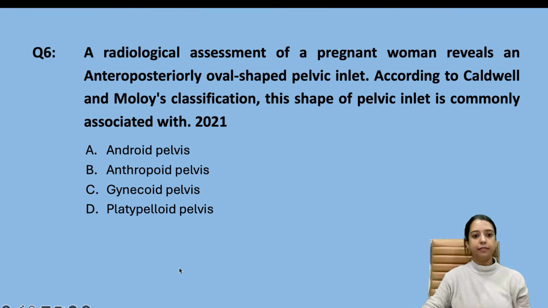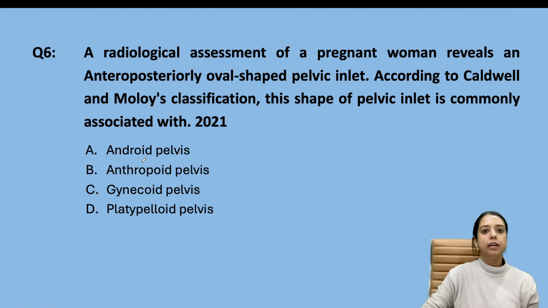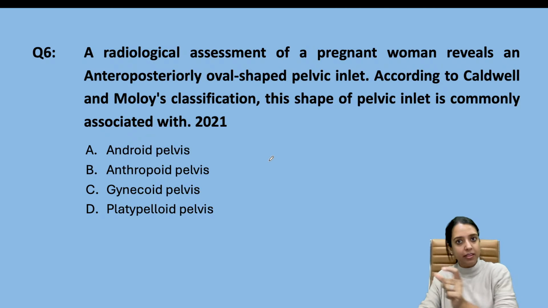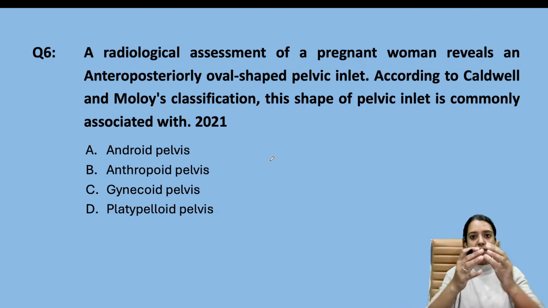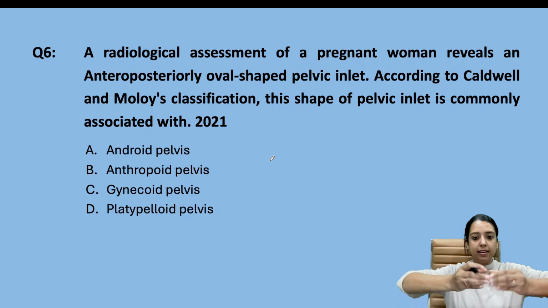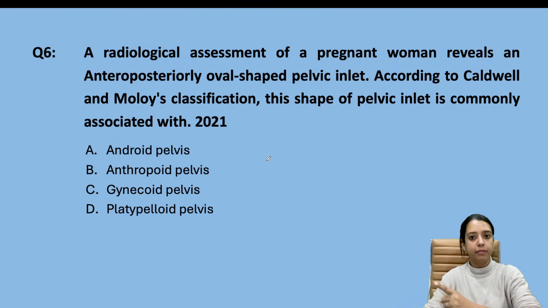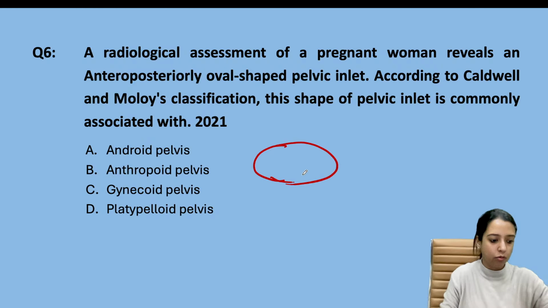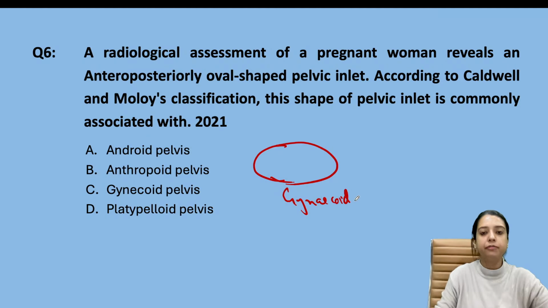Now, straight away the pelvis. Radiological assessment of a pregnant woman reveals an anteroposteriorly oval pelvis. What type of pelvis is it? See, the types of pelvis are based on the inlet. Pelvis is like a basin. It has an inlet, it has a cavity, it has an outlet. Based on the inlet, there are types of pelvis. Most common is where the inlet is round, beautifully round. That is gynecoid. Most common type of pelvis in females.